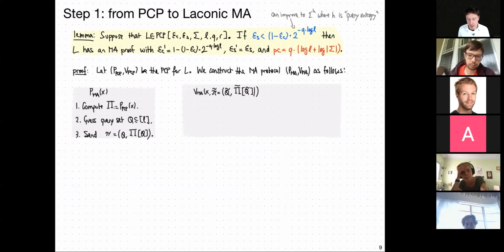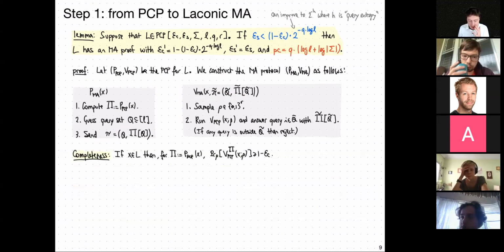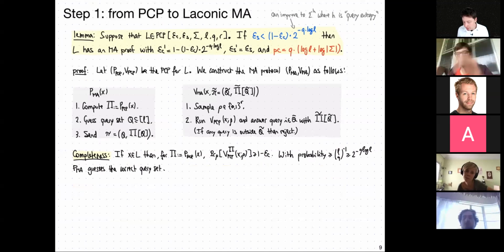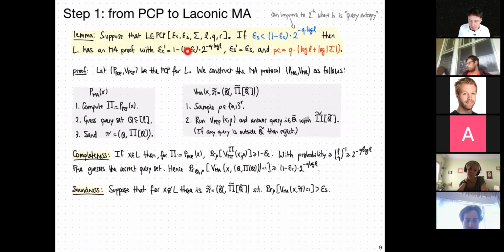The verifier receives this MA proof, a short certificate, of course, and regardless of what the prover did, it will sample its own randomness and run the PCP verifier and answer every query according to the local view. And if any of them are outside the local view provided by the prover, then it just rejects. Now, it's pretty easy to see that if the original PCP had a certain completeness error, which means that the honest proof convinces the honest verifier with probability at least 1 minus epsilon c, then with probability at least L choose Q inverse, which is roughly 2 to the minus Q log L, the prover guesses the right set, right? Because it's guessing Q locations out of L of them. And so the probability that the verifier accepts is at least this quantity times the probability that the prover guessed the correct one, which means that the completeness error is the one that I wrote up here, 1 minus that.